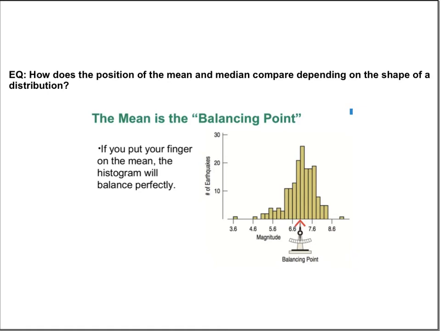In this lesson, we're going to look at measures of center again, but specifically we want to see how the position of the mean and median compare depending on the shape of your distribution. And we're going to do that by creating several histograms and analyzing what we see. So you can think of the mean as a balancing point in a histogram. If you were to put it on a scale, right at the mean, it would be perfectly balanced.